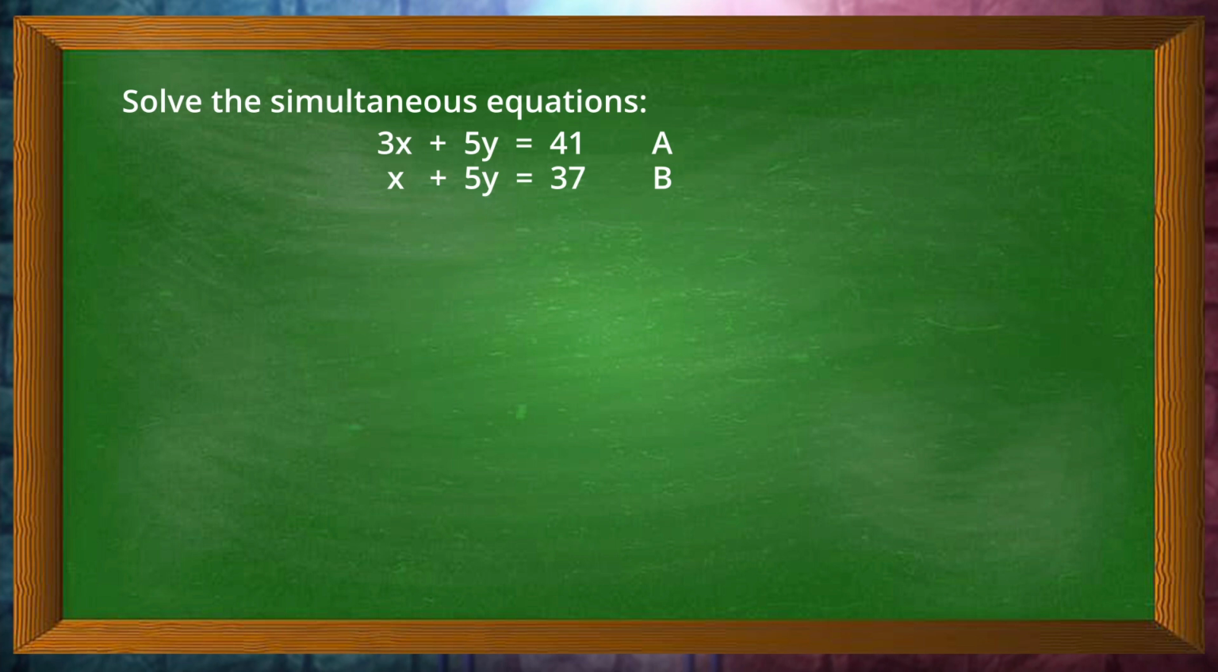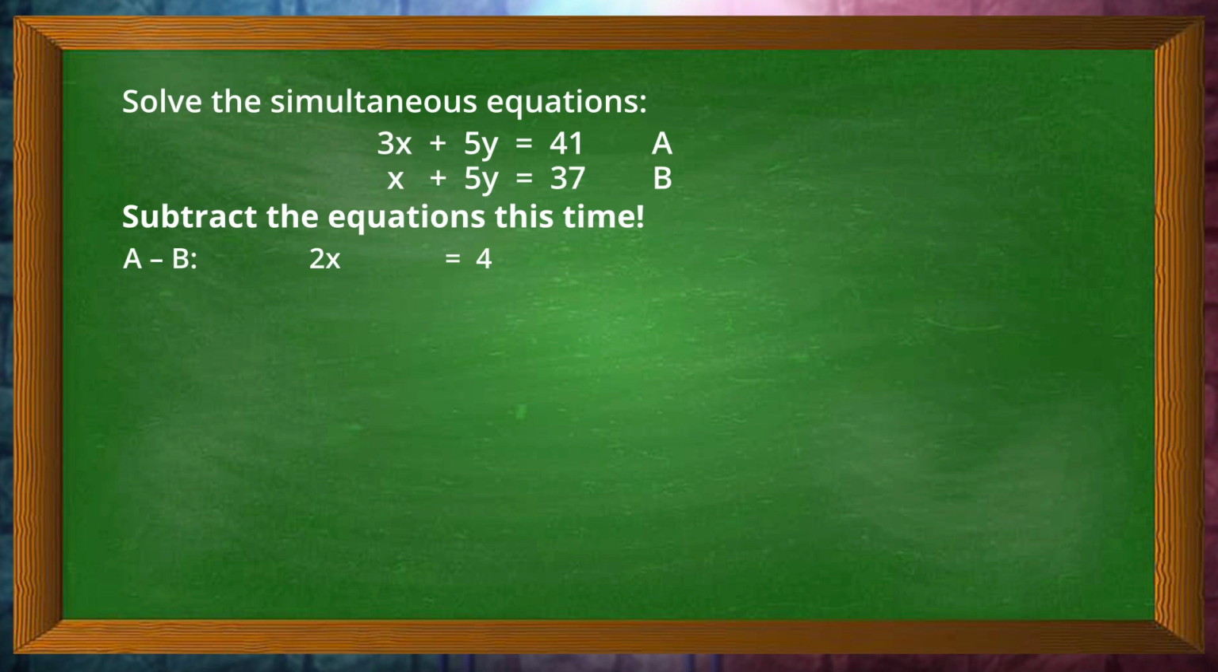There has to be some simplifying or an operation of some kind before the terms are eliminated. In this case, the y terms are not additive inverses because they are both positive. Adding the equations would make things worse, not better, because we would end up with 4x plus 10y. But this time we can subtract the two equations.